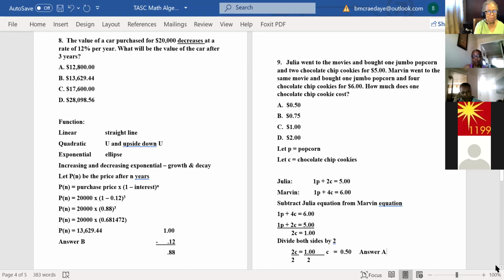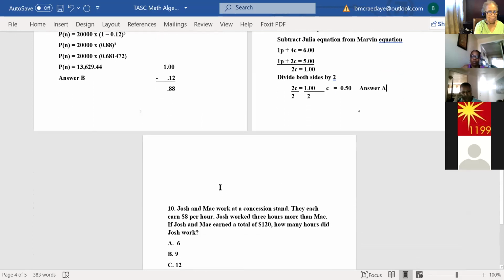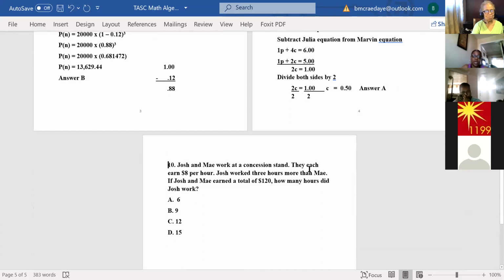Any questions on number 9? No. Okay. All right. Let's go to number 10. Did anyone solve number 10? Josh and Mac work at a concession stand. They each earn $8 per hour. How many hours did Josh work?